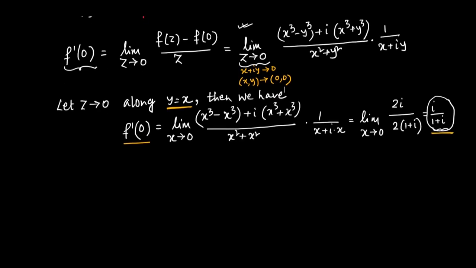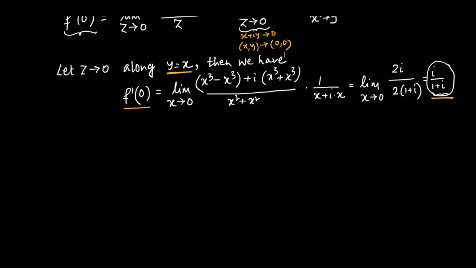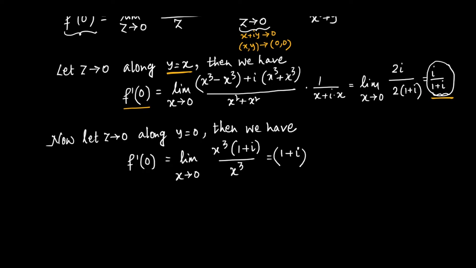Now let us choose another path. Say now, let z tend to 0 along y equal to 0. That means the x-axis. Let us see what we get. We get f prime 0 is equal to 1 plus i. So along y equal to 0, f prime 0 is equal to 1 plus i. That means f prime at z equals 0, when z approaches 0 along y equals 0, is 1 plus i. So what have we got?